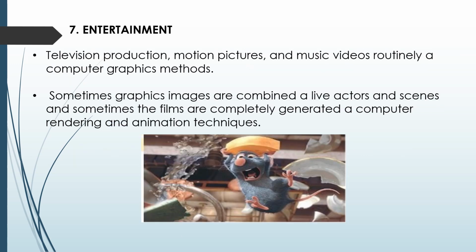Next, entertainment. Television production, motion pictures, and music videos routinely use computer graphics methods. Sometimes graphic images are combined with live actors and scenes, and sometimes the films are completely generated using computer rendering and animation techniques. Some television programs also use animation techniques to combine computer-generated figures of people, animals, or cartoon characters with the actor in a scene or to transform an actor's face into another shape.